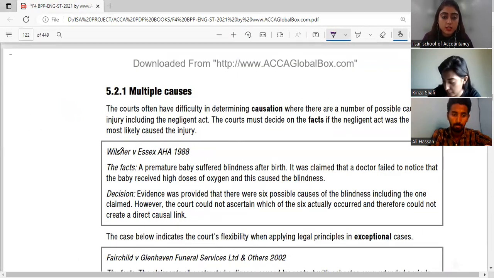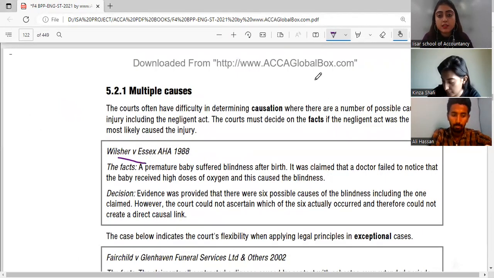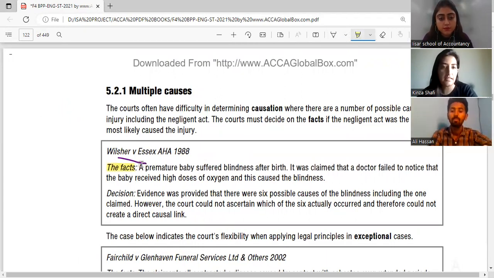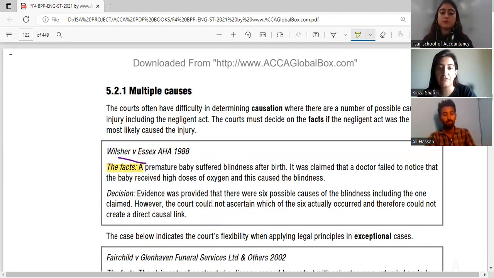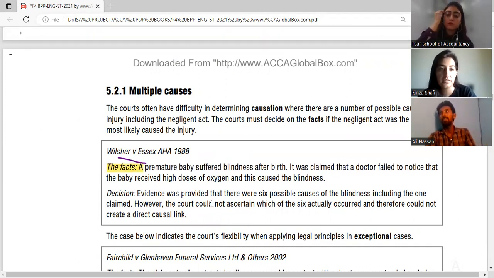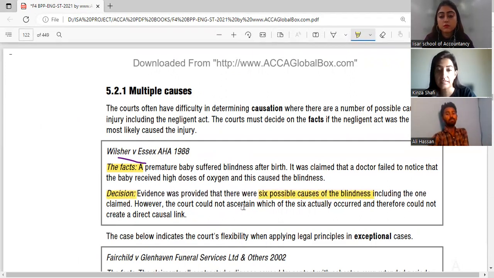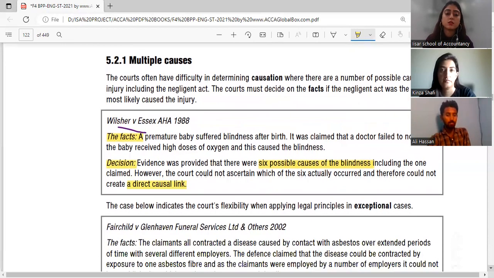Then multiple causes. Wilsher versus Essex. Facts. Kinza. A premature baby suffered blindness after birth. It was claimed that a doctor failed to notice that the baby received high doses of oxygen and this caused the blindness. Evidence was provided that there were six possible causes of the blindness, including the one claimed. However, the court could not ascertain which of the six actually occurred, and therefore could not create a direct causal link. What are they saying?